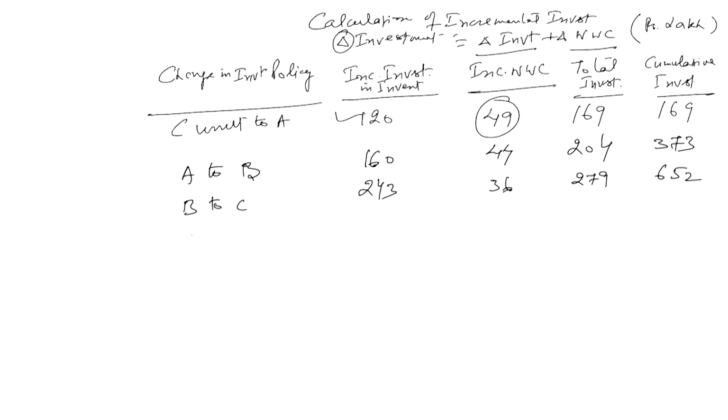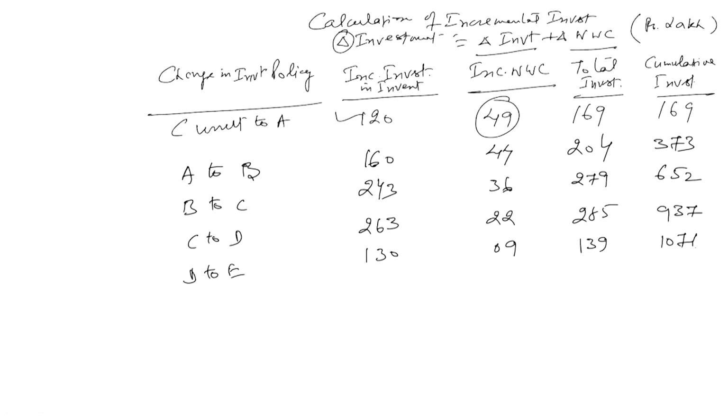B to C. Then we talk about C to D, right. When you move from C to D, then it will be 263, you will be increasing investment in the net working capital by 22 lakhs, total change in the investment will be 285, and finally the cumulative investment will be 937, and then it is D to E, right. So it means what will happen now? Increased investment in inventory is 130 lakhs, then it is 9 lakhs, and total change in the investment will be 139, and it is 1076, right.